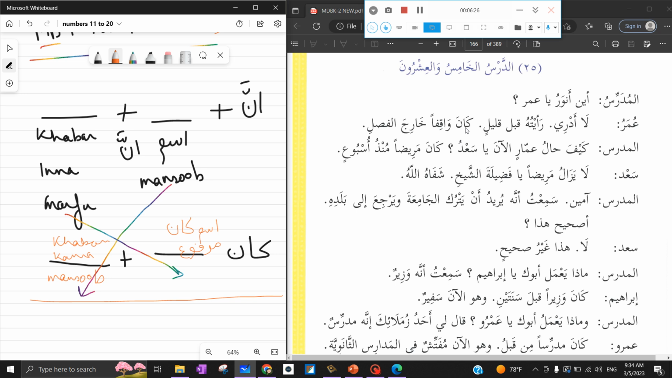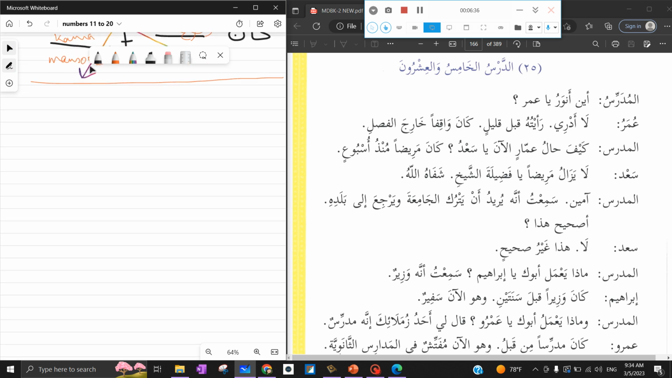Kana waqifan. Now one may ask, where is ism kana? Because waqifan is in mansoob case. Let's see. There is a sentence, kana waqifan. Waqifan means standing. Now what happens? Where is ism kana? This is khabar kana because it is in mansoob case. Where is ism kana? Ism kana is hidden here.